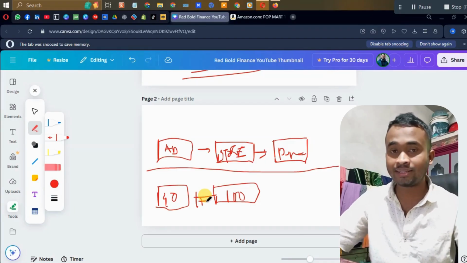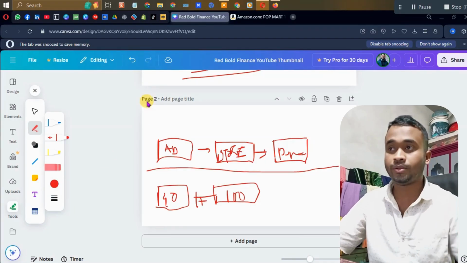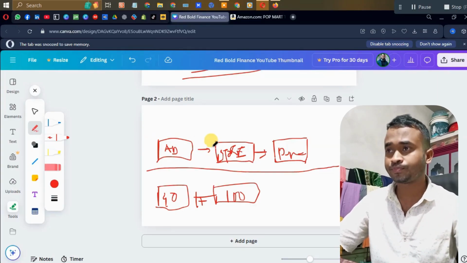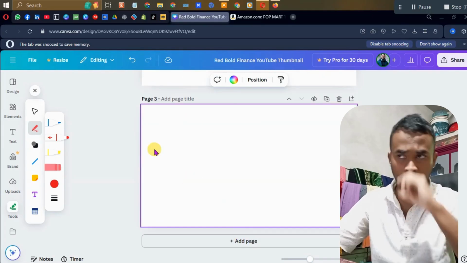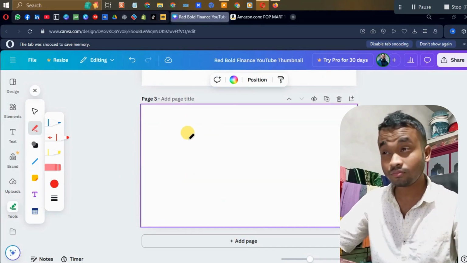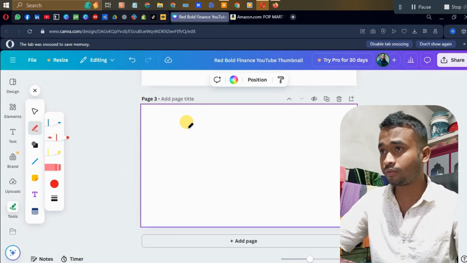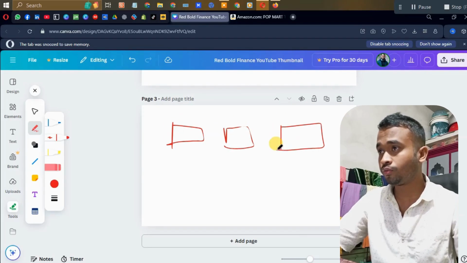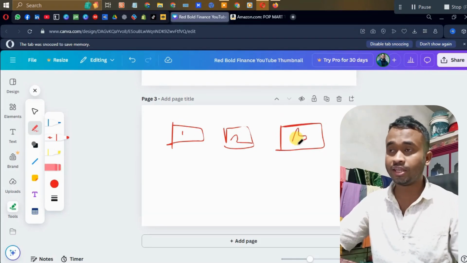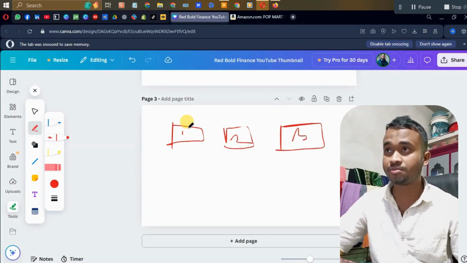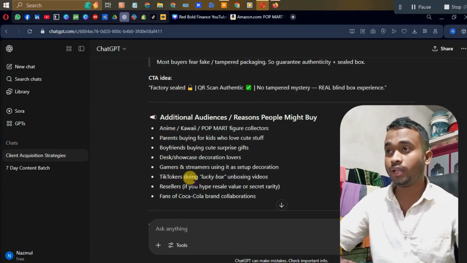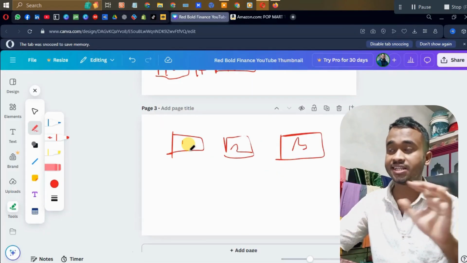And for the ad creative, you need to be better and better than your competitor. But we see a lot of dropshippers fail, because they cannot focus on a good creative. So for example, we create ad creatives for this product for different audiences and different angles, because ChatGPT already gave us different audiences: enemy, parents buying, boyfriend buying, gamers, TikTokers. If you focus on a different ad creative for each audience, that is good.